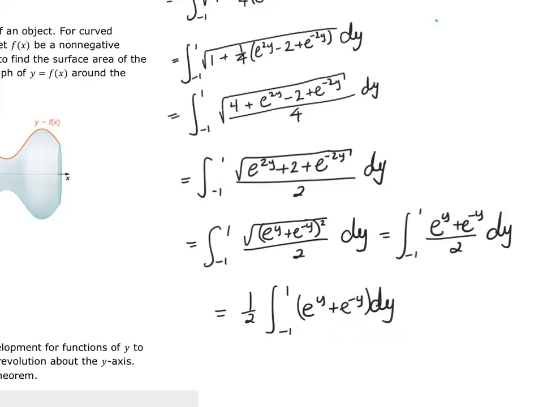And then at this point, I just do my integration. And so it is 1/2. The integral of e to the y is just e to the y. The integral of e to the negative y is negative e to the negative y. Evaluated from -1 to 1, and then we just put those numbers in there, and whatever shakes out, shakes out. So that's where we're going to stop for today.